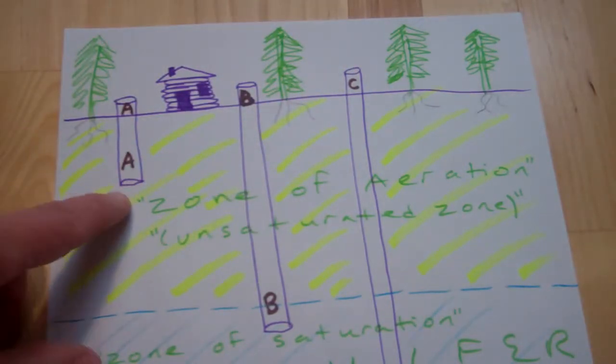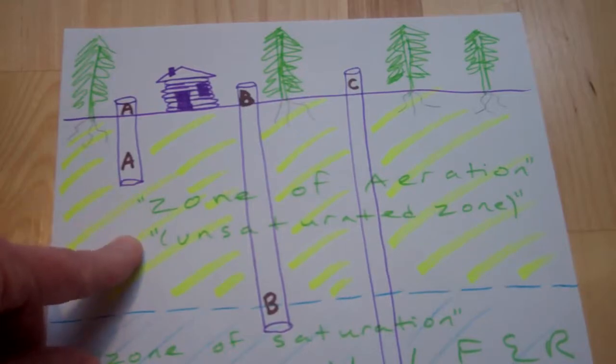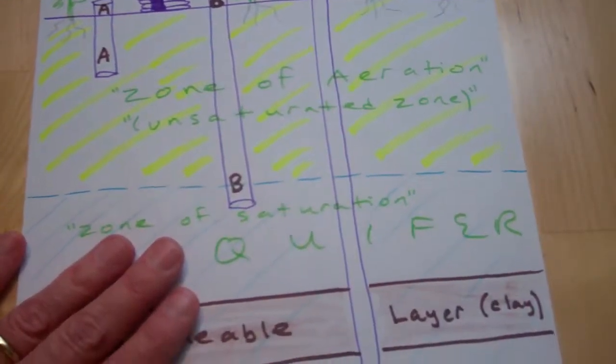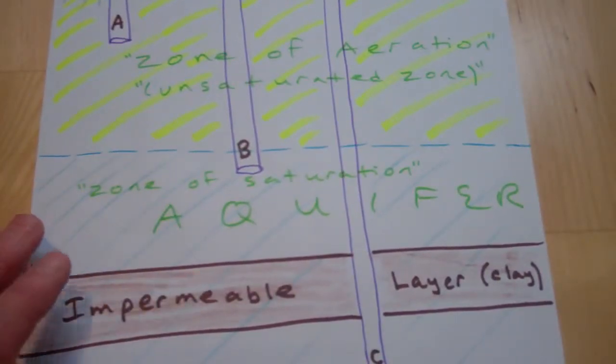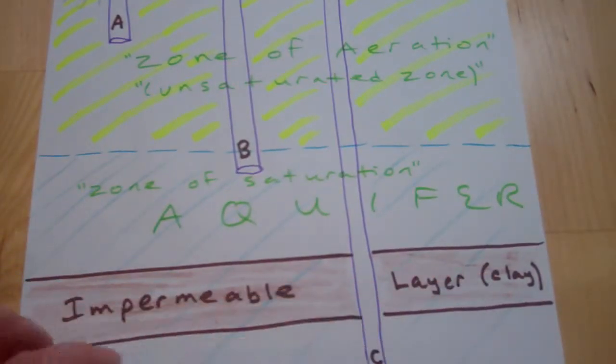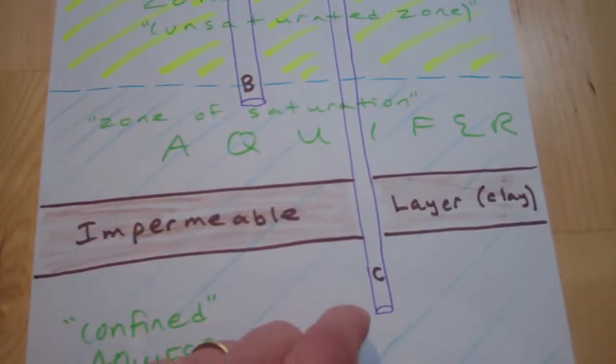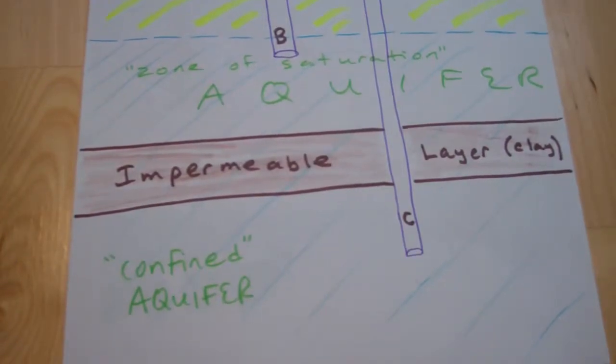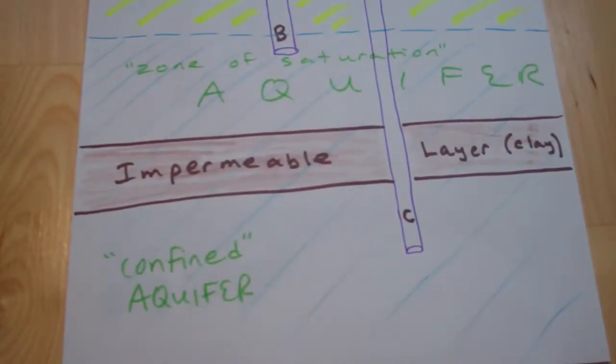A ends here in the zone of aeration, B goes all the way down into the aquifer, and C goes all the way down past an impermeable layer, something like clay, which is impermeable. So it goes below that layer and it's in another aquifer. It's called a confined aquifer because it's underneath that impermeable layer.